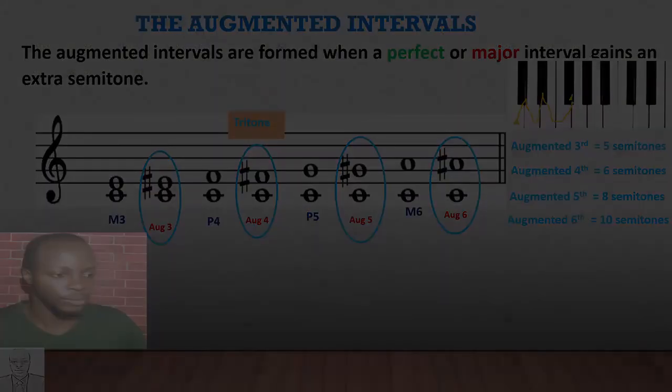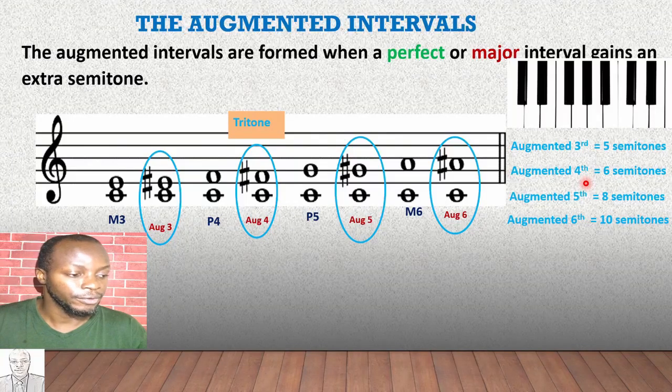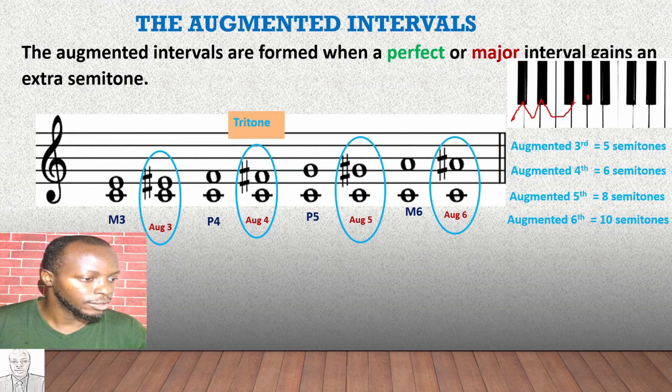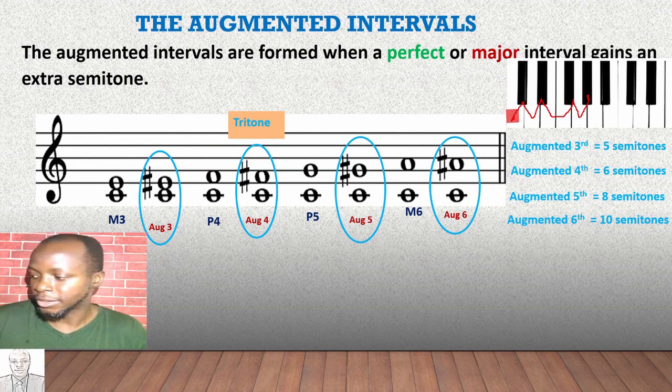Okay, now let's continue. Then augmented fifth has 8 semitones, right? 8 semitones. That's from this note down to this note, and that's 8 semitones. Let's count them together, right? That's 1, 2, 3, 4, 5, 6, 7, 8, right? 8 semitones.